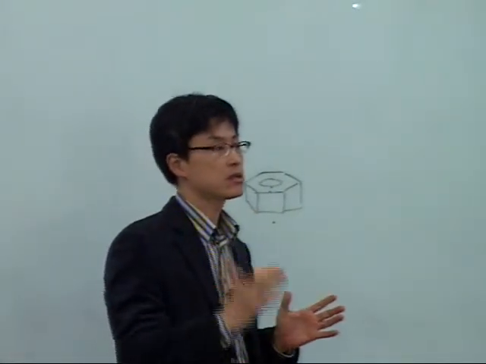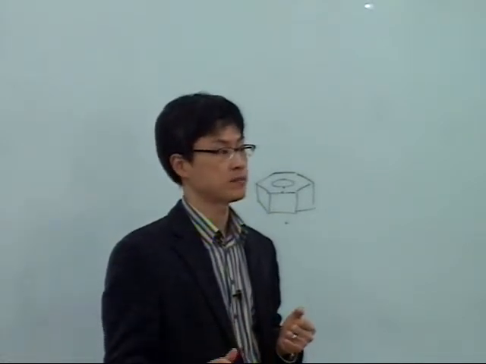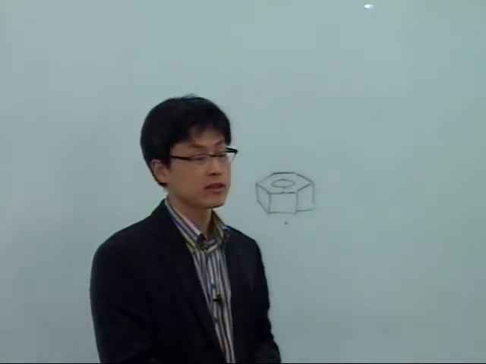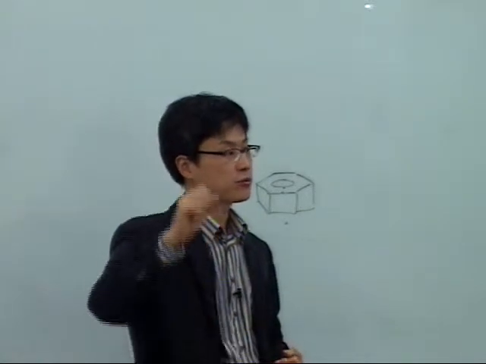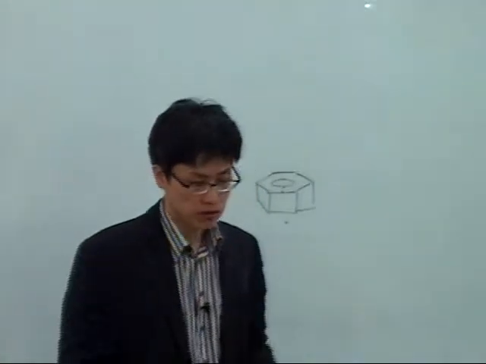Jidoka is automation. The key feature is to stop when something is wrong. The basic thing is stopping the line. Even though you're just a floor worker and not the line manager, you can always stop the line when you find something wrong, which is called jidoka.